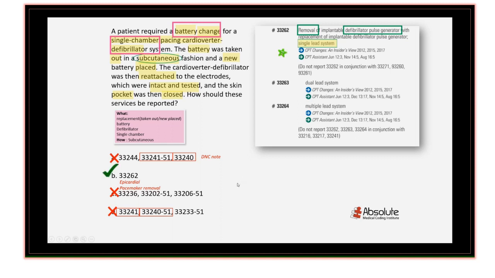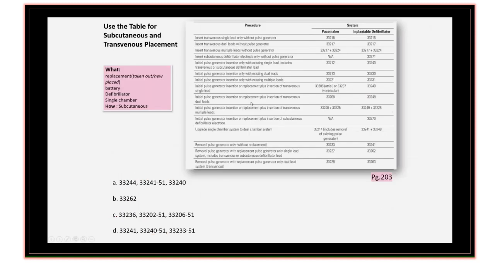Okay, and while I'm here, I'm going to take you to this chart for those of you who love charts like I do. Basically, if you pull out your keywords, you just go to this chart and follow your FDRs, your keywords, and here are your procedures. You go down to your removal with replacement. This is for your pulse generator, which is what we're coding for. Then you go to the column where it says defibrillator, and it's giving you the exact same code, 33262. So whichever way works for you, anything that makes sense to you, go for it. But definitely make sure to follow and don't forget to read the parenthetical guidelines.